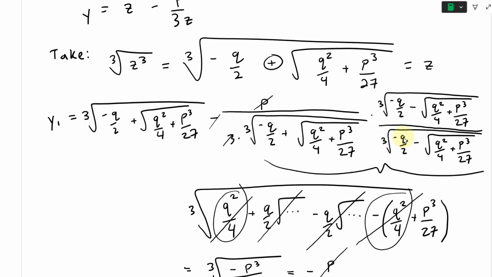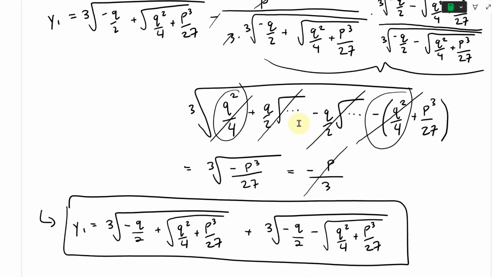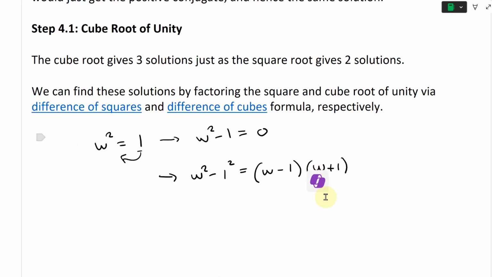So similar to this one here, when you have the conjugates, these end up canceling out at the center. Same thing will happen here.